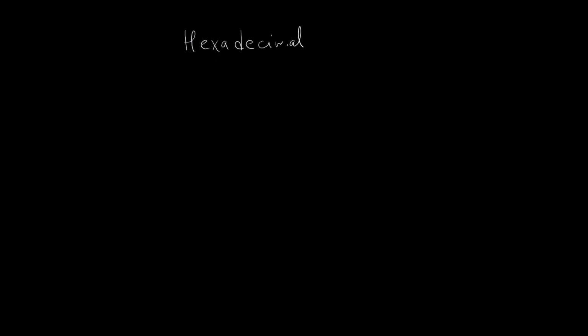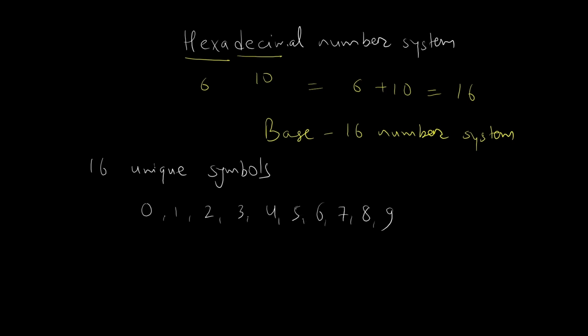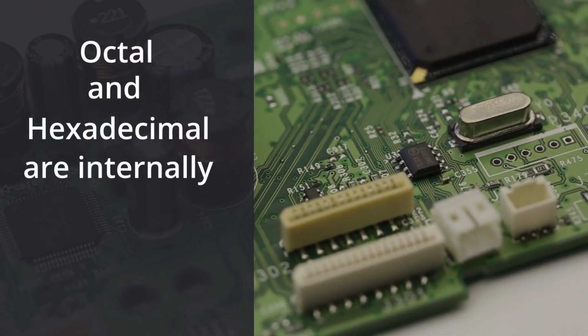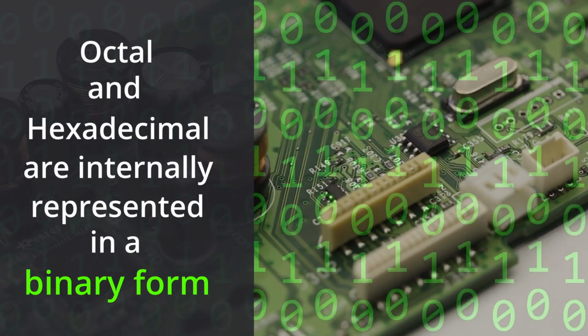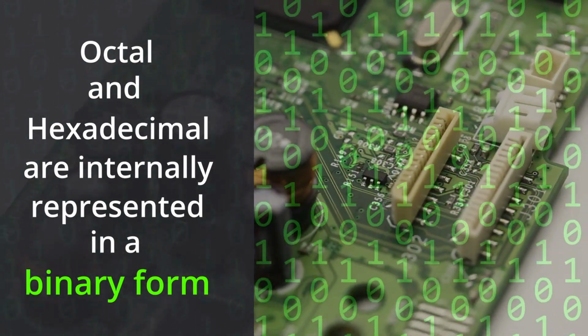The second one is the hexadecimal number system. Hexa means 6 and deci means 10, so it is 6 plus 10 equals to 16, base 16 number system, which has 16 unique symbols, 0, 1, 2, 3, 4, 5, 6, 7, 8, 9 and A, B, C, D, E and F. Even octal and hexadecimal numbers are internally represented in the binary form. We shall talk more about these two number systems in our subsequent lectures.